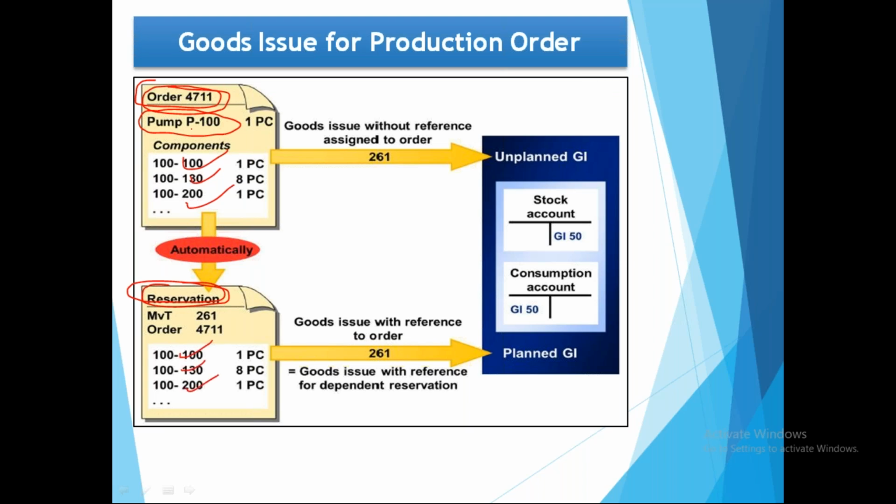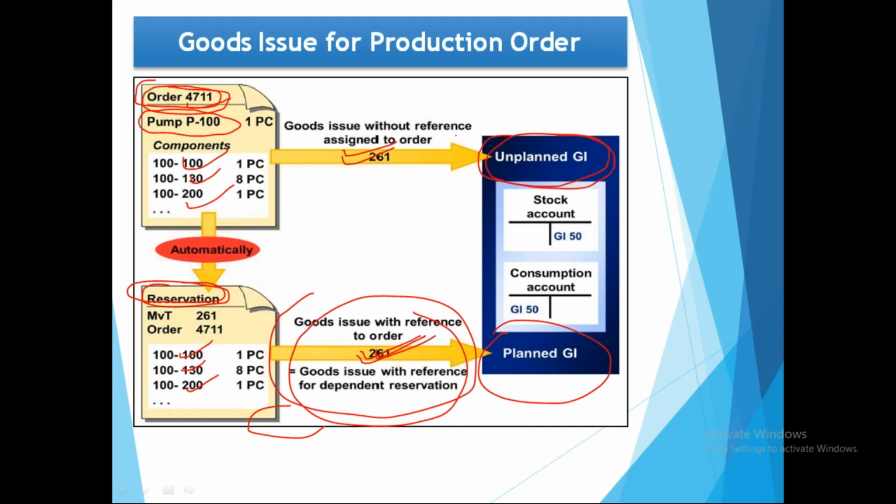So using this production order, they will do the goods issue, with movement type 261. And this is again a planned goods issue. Sometimes they need some extra materials. At that time you can post an unplanned goods issue, with or without reference to an order. That is also possible, but in the normal scenario they will post through a production order. I will show this in the system.